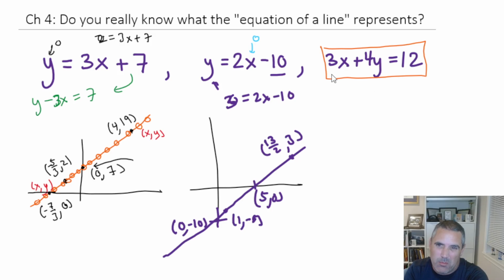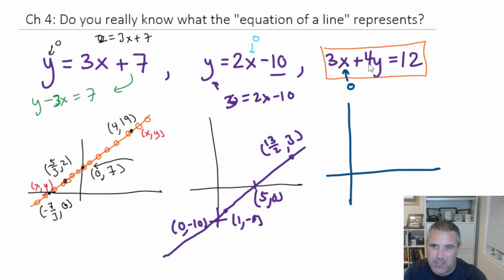Like something that says 3 times one thing plus 4 times another is 12. That's a perfectly good line. Everything's to the first power. It's just written in a different way. And you don't have to get y by itself. In fact, I would prefer to leave it how it is because I can see the intercepts right away. If x is 0, what happens? Well, if that's 0, I can just divide by 4 and I get 3. So when x is 0, y is 3. When y is 0, what do I get? Oh, x is 4. And so I actually would argue that this form is easier to use.